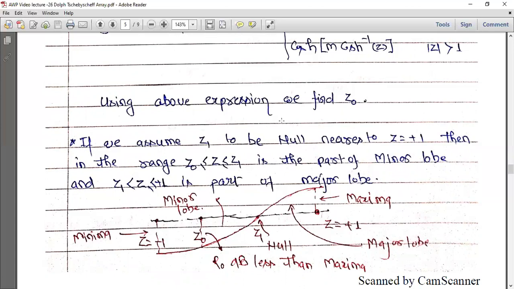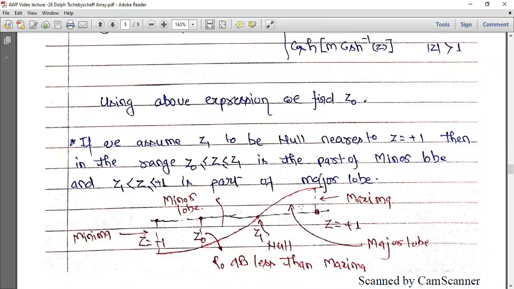Corresponding to some value, suppose z equals 1. As I have written over there, if we assume z1 to be the null nearest to z equals plus 1. Okay, the same figure you can see here. So at z equals plus 1, you are having a maxima. What is this maxima? This maxima is 1.